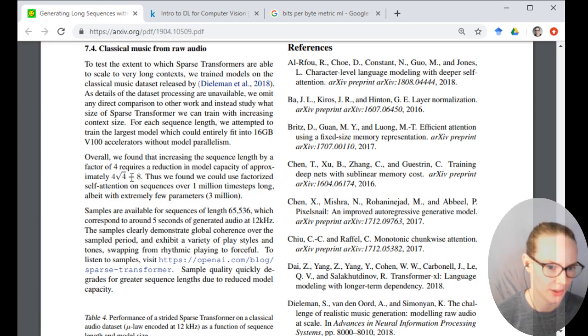So they're saying that because they're not using full attention, increasing the length of your input dimension that you're looking at and paying attention over does not exponentially increase the space you need to save your model in.